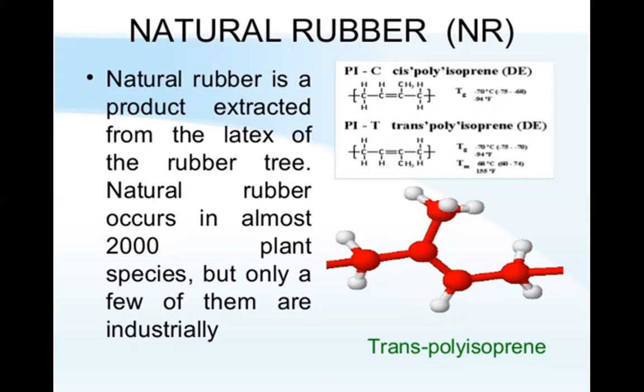The main composition of natural rubber is the polyisoprene structure. This is the structure of natural rubber, which is in the form of a long coiled chain, responsible for the elasticity of natural rubber.